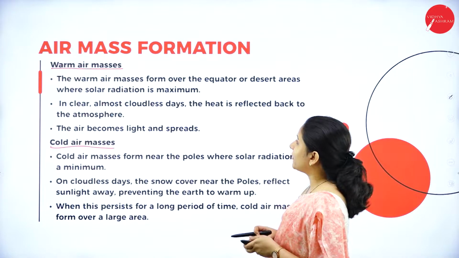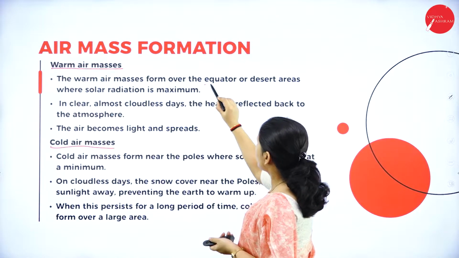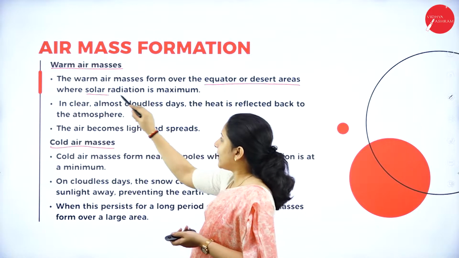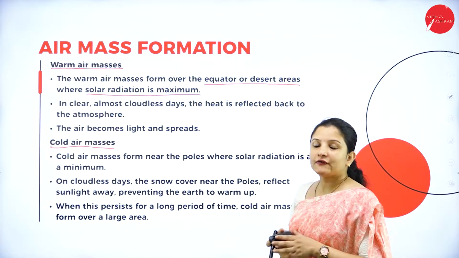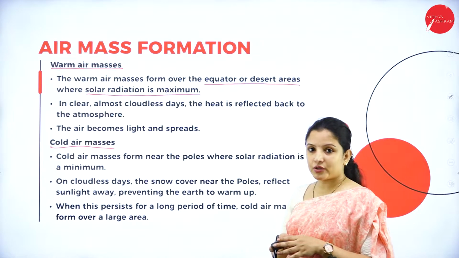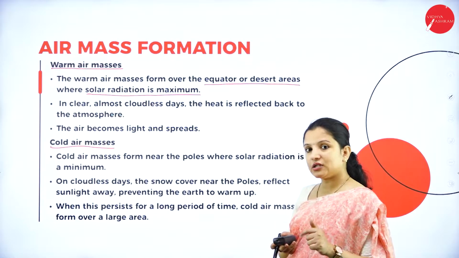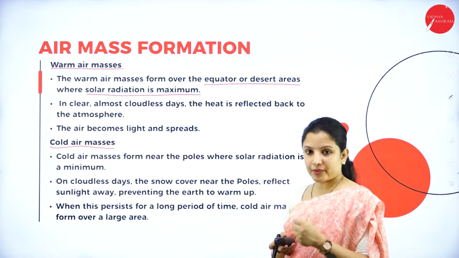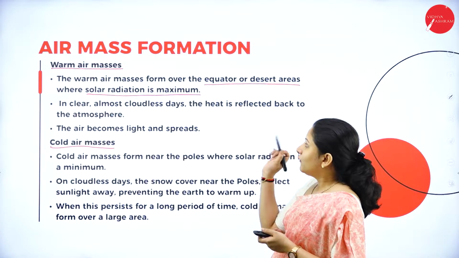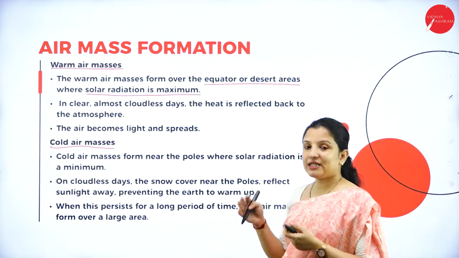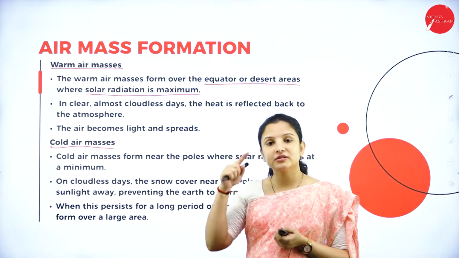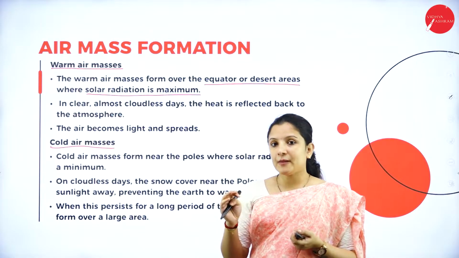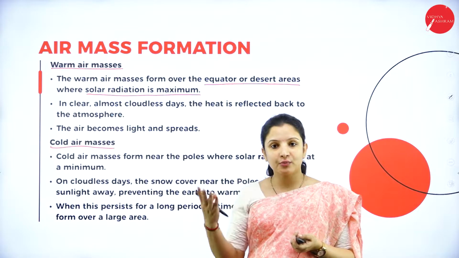The warm air masses form over the equator or desert areas where solar radiation is maximum. Why? Because for atmospheric circulation, which are the two important factors? One is the spinning of the earth and the other is the heating of the earth by the solar radiation that is absorbed by the earth, right? So warm air masses are usually seen at the equator. Why the equator? Because the equator receives the maximum amount of sunlight compared to the temperate regions or the polar region.